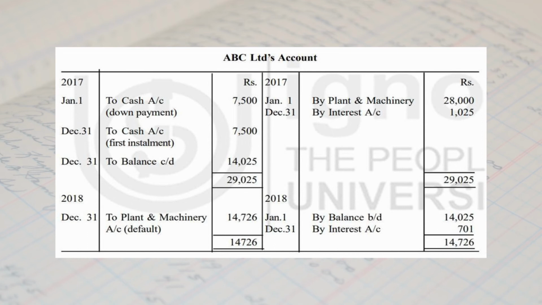So, here the plant and machine was 28,000, and the down payment was 7,500. At the end of the first year, the outstanding amount was 20,500. On 20,500, the rate of interest was 5%, so the interest would be 1,025, which is 5% of 20,500. At the end of the first year, the first installment was made, again 7,500.